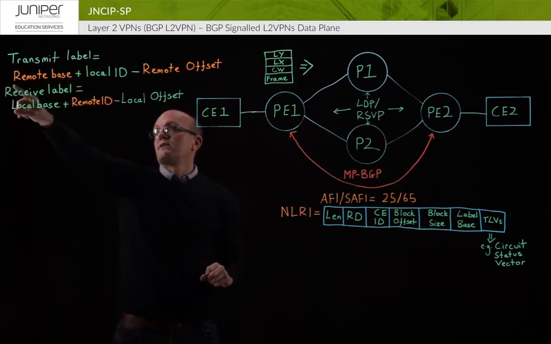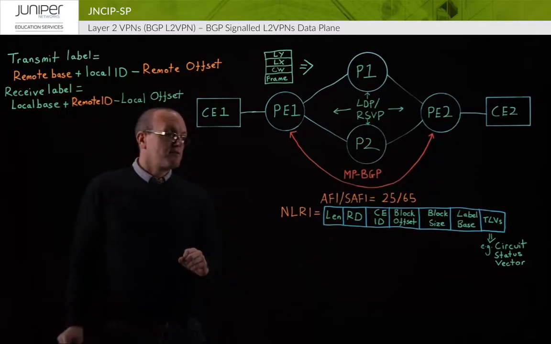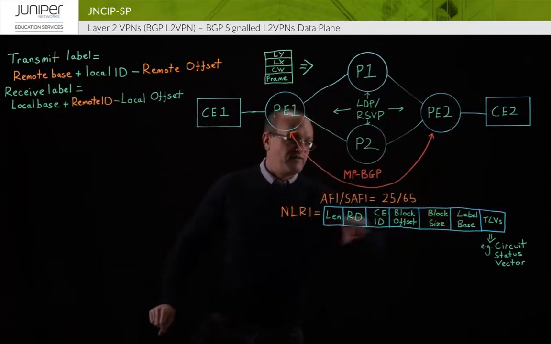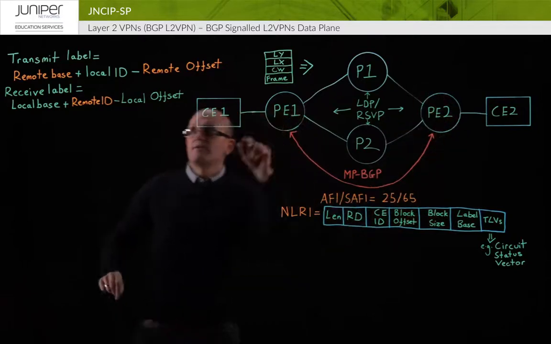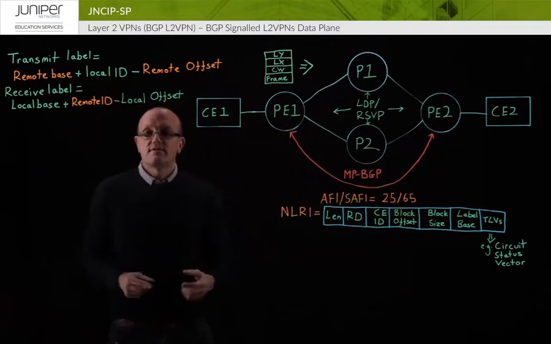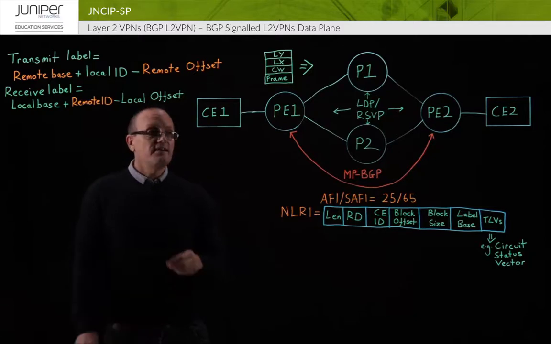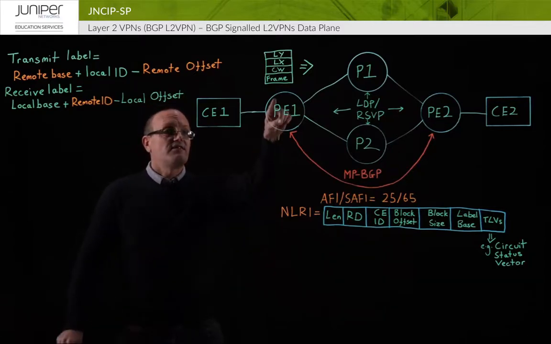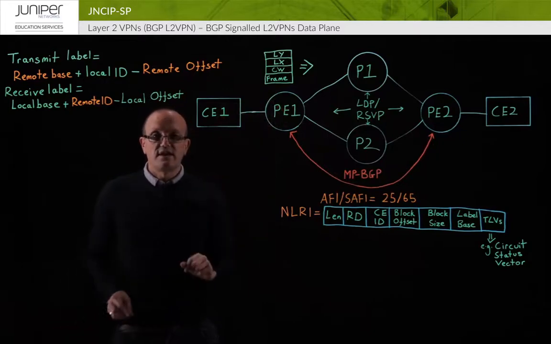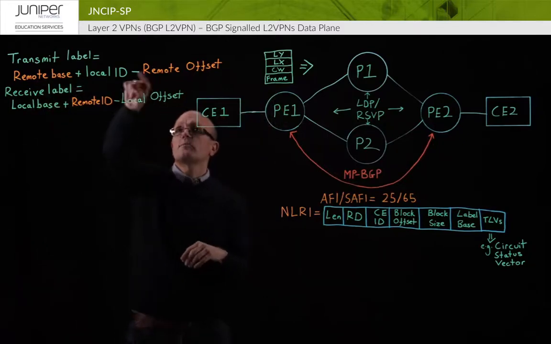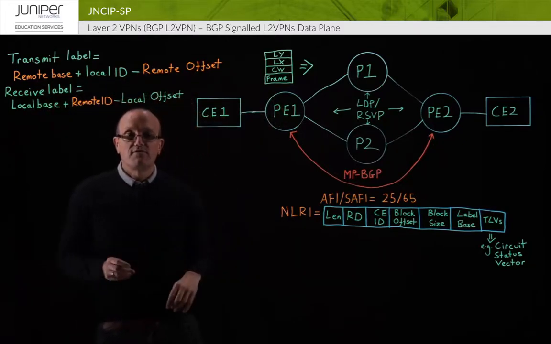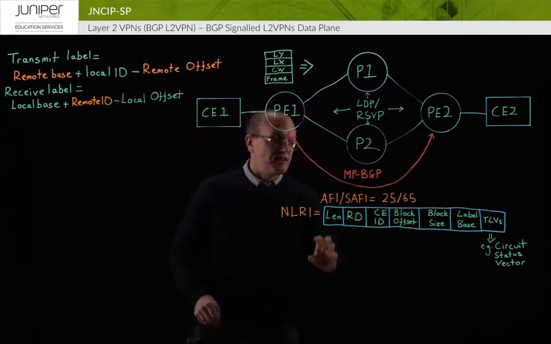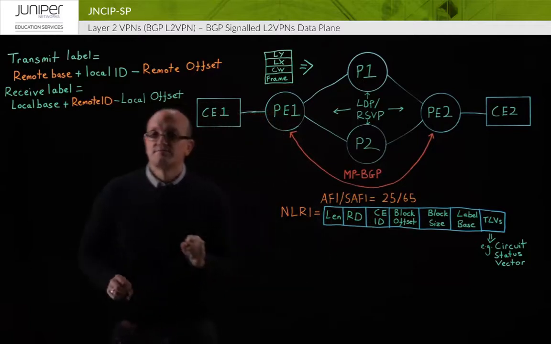We take the remote base, so that's the label base that we've received in the NLRI from PE2. We add to it our local ID, so that's the ID that's been generated that indicates the link to the CE. And then we take away from this the remote offset, so the offset value, again, that we've received in the NLRI.